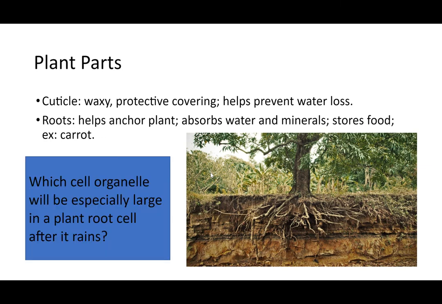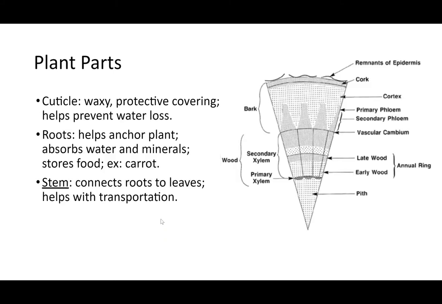So which cell organelle do you think would be especially large in a plant root cell after it rains? Think about which plant organelle would store water. That would be the vacuole. The vacuole would be very large after it rains because it's trying to absorb all of that water.